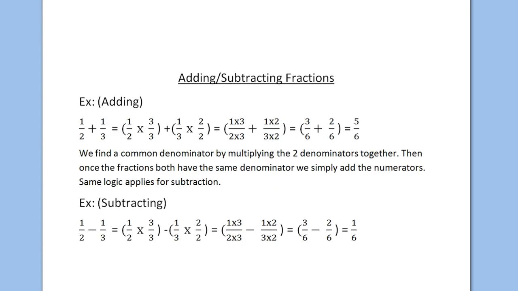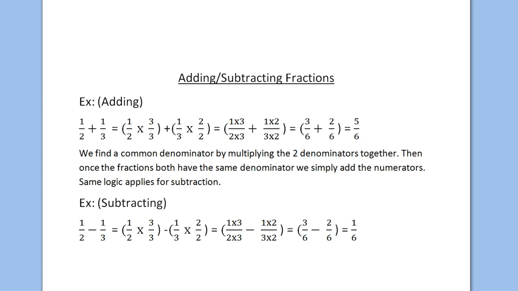So let's have a couple of examples where we add and subtract fractions. So we'll start with an adding example. So we have 1/2 plus 1/3, and that's equal to 1/2 times 3 over 3 plus 1/3 times 2 over 2. And that's equal to 1 times 3 over 2 times 3 plus 1 times 2 over 3 times 2. That's equal to 3/6 plus 2/6. That's equal to 5/6. So our answer is 5/6. So 1/2 plus 1/3 is 5/6.